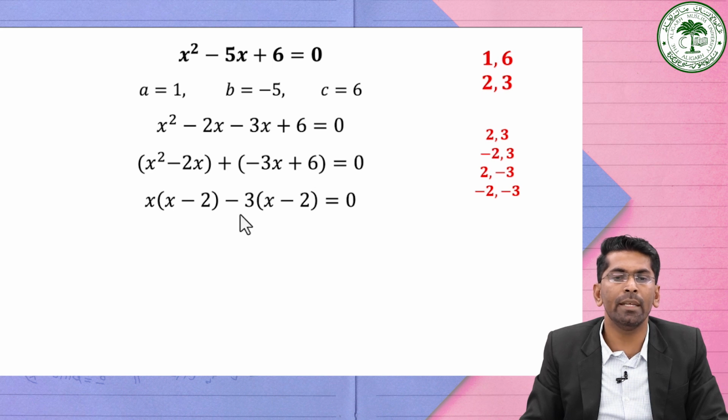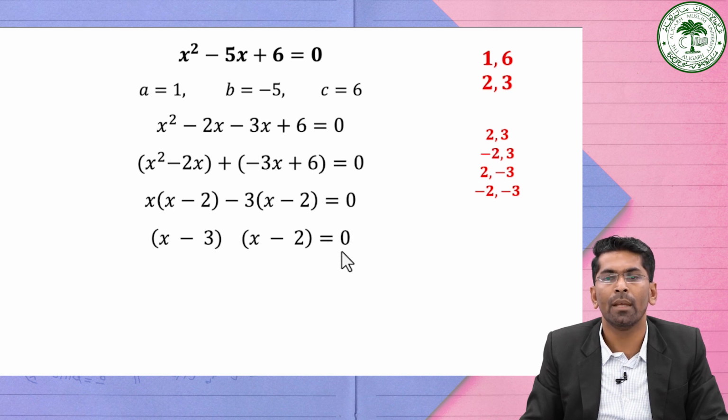Here 3 is common, so I am taking minus 3 outside. So it will be minus 3, then what is remaining here? It is x minus 2, which is equal to 0. Now see here, x minus 2 is common, so I am considering it only once. Then what is remaining? X minus 3. So the factors are x minus 3 into x minus 2, which is equal to 0.